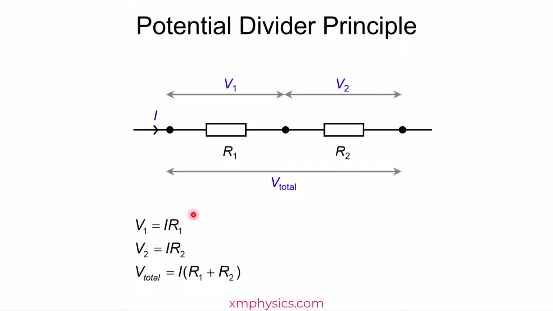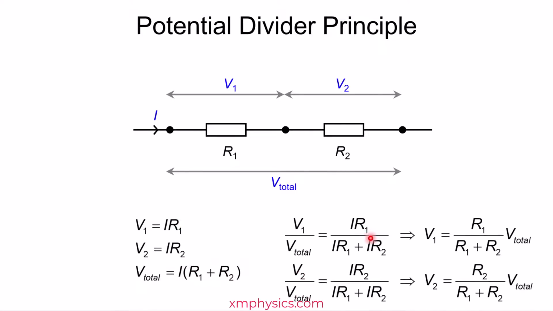So if I take V1 divided by V total, I can show that V1 is equal to R1 over R1 plus R2 times V total. Similarly, if I take V2 divided by V total, I can show that V2 is R2 over R1 plus R2 times V total. So basically V1 divided by V total is R1 divided by R total. Similarly, V2 divided by V total is equal to R2 divided by R total. It's a simple proportion. V total will be divided according to the resistance ratio.